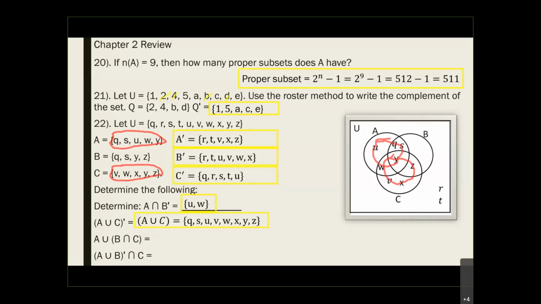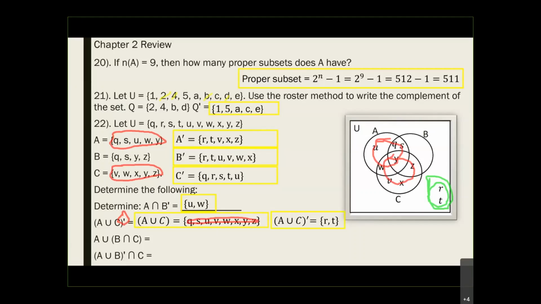But then if they combine them together, now they turn around and say, thank you very much, but I don't want that. I want the complement of that, meaning whatever you just found, I don't want it. Give me what is left over from the universal set. Everybody see that what is left over from the universal set that is not in A or in C is the R and the T? The complement tells you to take this and throw it away, so my answer will be R and T, the complement of A union C.